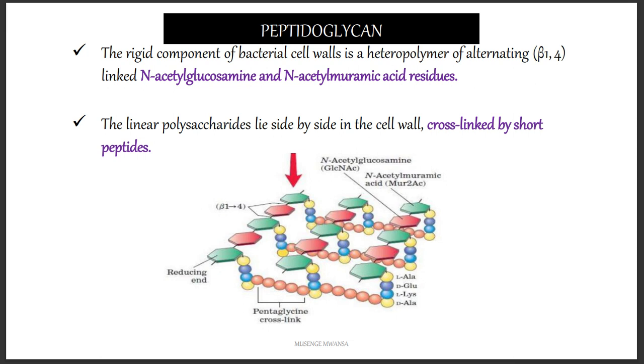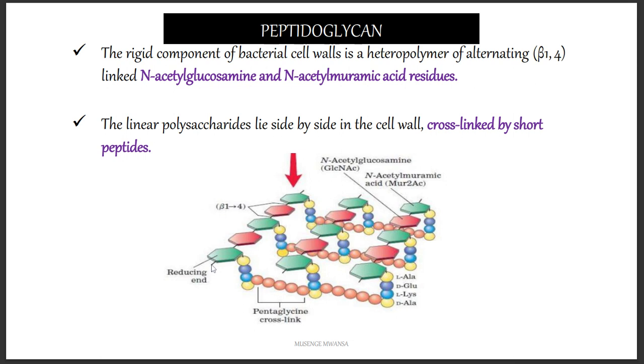So the linear polysaccharides are going to be able to lie side by side in the cell wall. Remember I've said that these are going to be found in the cell wall of a bacteria. There are also some cross linkages to short peptides, so you are going to have some amino acids in them. That's why we're saying peptidoglycan, because it's supposed to have a peptide part. The N-acetylglucosamine and the N-acetylmuramic acid are all carbohydrates. Now, how about the peptide part? Those are the ones which we call cross linkage.